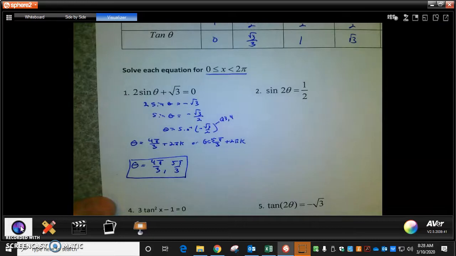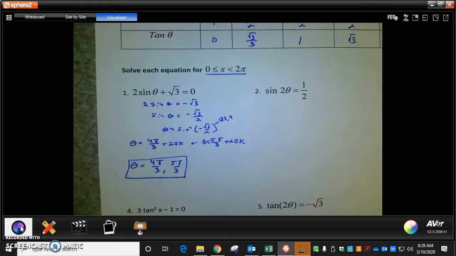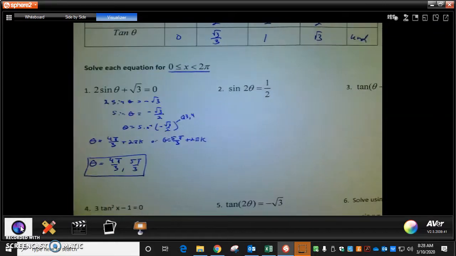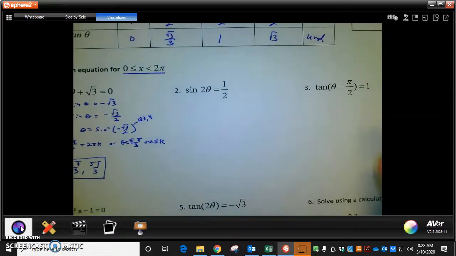Okay? Now, it's not always going to only be these 2. There are some situations that can come up where we are going to get 4 answers, we could get 3 answers, and that's some of the things I'm going to show you today. Okay? So let's look at the second example.